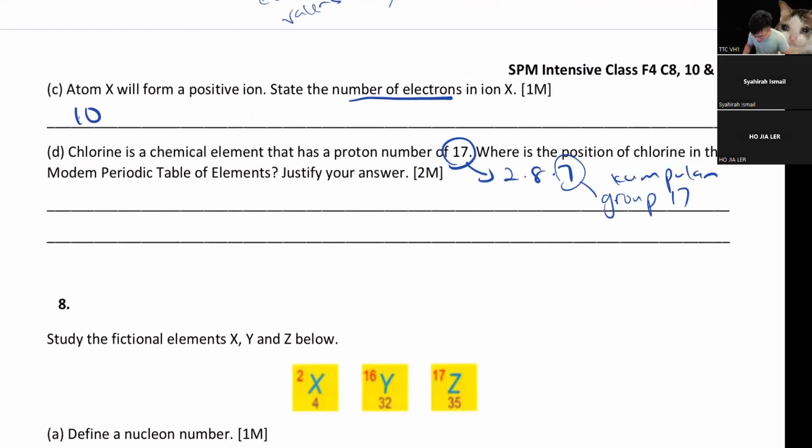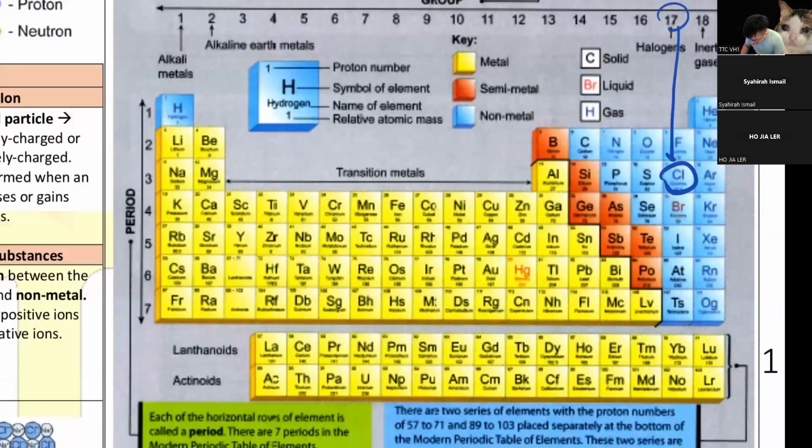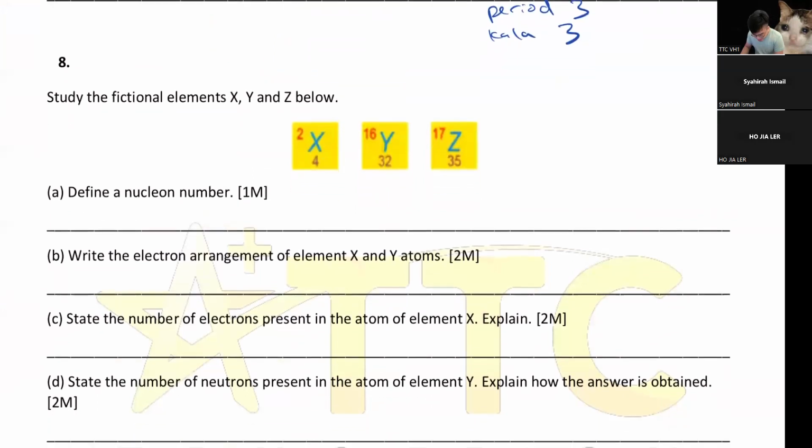You just look at the shells. How many layers here? 1, 2, 3. Three layers, 3 lapisan, means this is in period 3. So chlorine is in group 17, period 3. You don't believe me? Go to the periodic table. Where is chlorine? Chlorine is here: group 17, period 3. So you can't lie on this. Easy, guys, don't get this wrong in the exam.